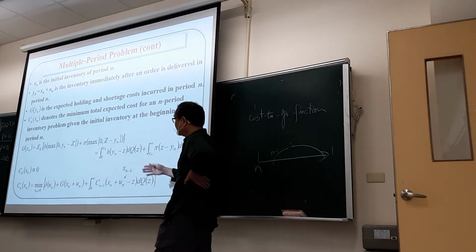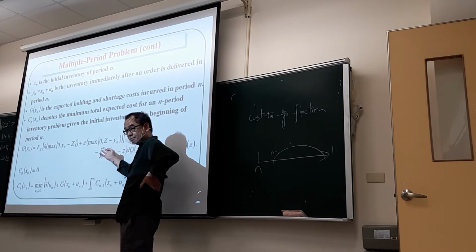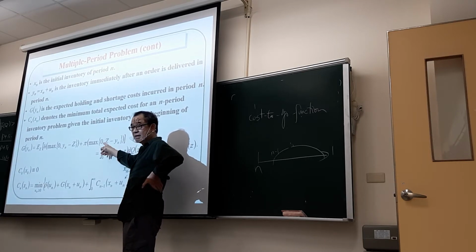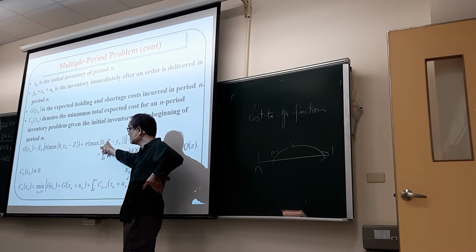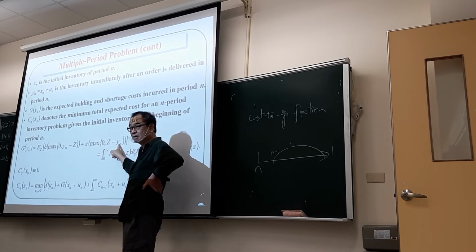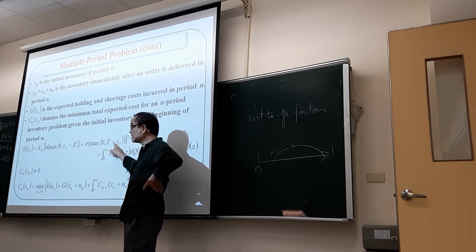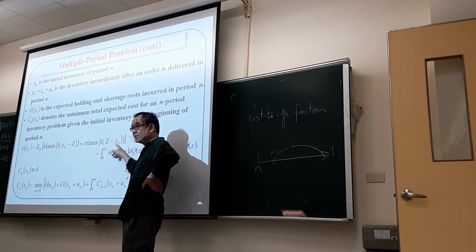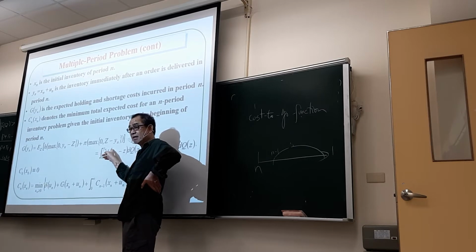The penalty is underage. We have fewer inventory than demand. This is demand, this is inventory, right? So then this is positive. If the demand is less than the inventory level, this is negative.